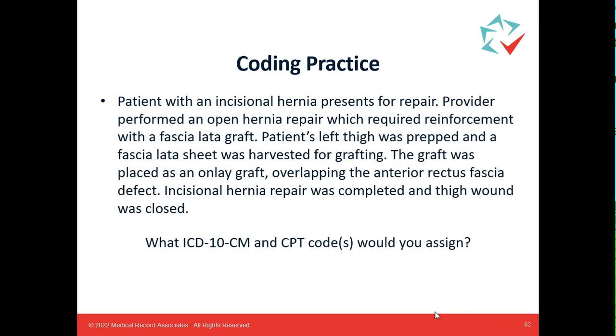To wrap up our presentation today, we have one more coding practice. Patient has an incisional hernia and is going to present for repair. The provider is going to perform an open hernia repair, which he noted required reinforcement with a fascia lata graft. The patient's left thigh was prepped and a fascia lata sheet was harvested for grafting. The graft was placed as an onlay graft, overlapping the anterior rectus fascia defect. Incisional hernia repair was completed and thigh wound was closed. In this case, what diagnosis and CPT code would you assign?